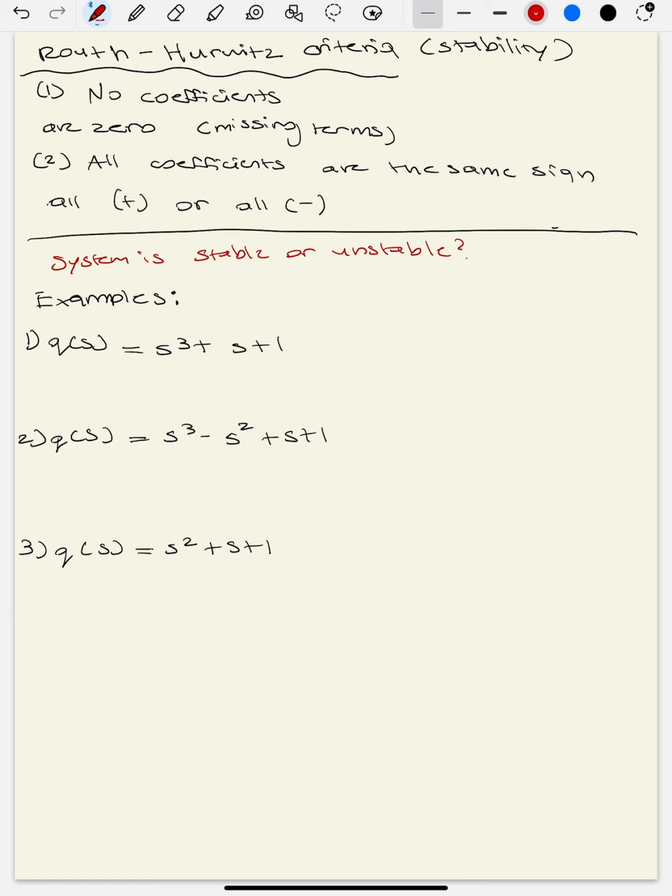Okay, so looking at the first example, we see that Q of S is equal to S cubed plus S plus 1. So going back to our criteria, we're going to make sure that this is going to be met. So rule number 1, no coefficients are 0. So we have S cubed. We do not have an S squared, so we have 0 S squared. We do have an S, and we have a number, which is 1 in this case. So first criteria is not met because we are missing a term here. We have a 0 S squared. So that automatically is going to let us know that our system is unstable due to a missing term.